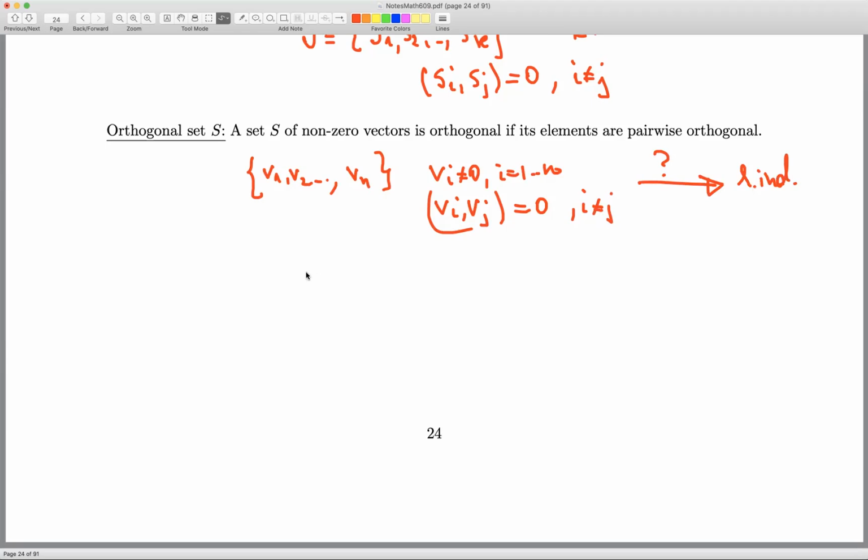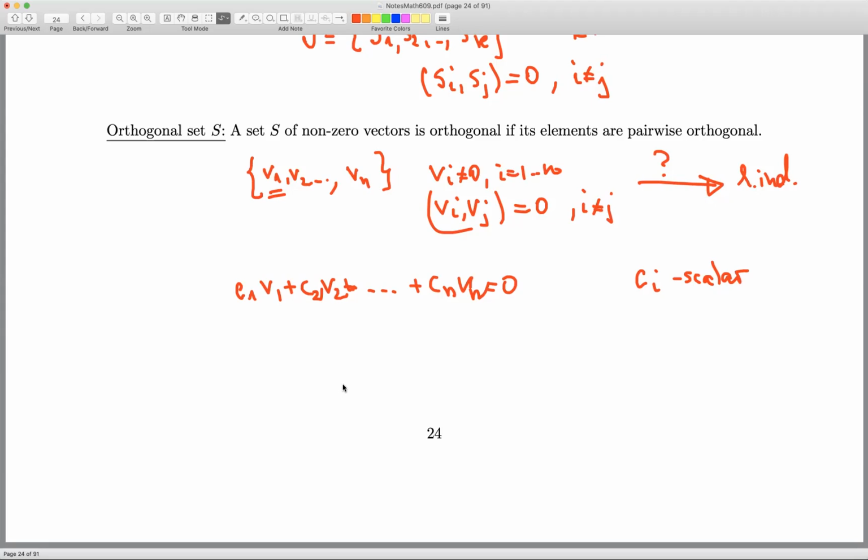And to show that they're linearly independent, we start with a linear combination C1V1 plus C2V2 plus and so on plus CnVn is equal to 0, where the Ci's are scalars and the Vi's are the vectors from here. What we want to show is that every time we have this relation for some scalars Ci, then these scalars will be 0. If this is true, then the set of vectors V1 to Vn is linearly independent.